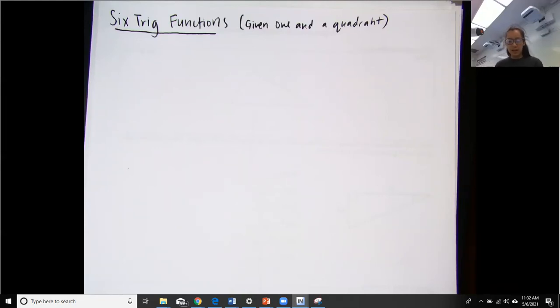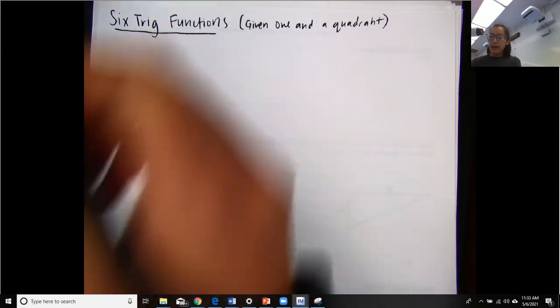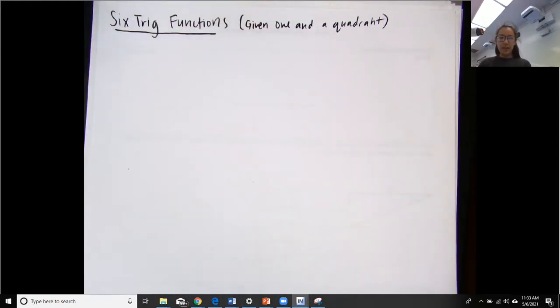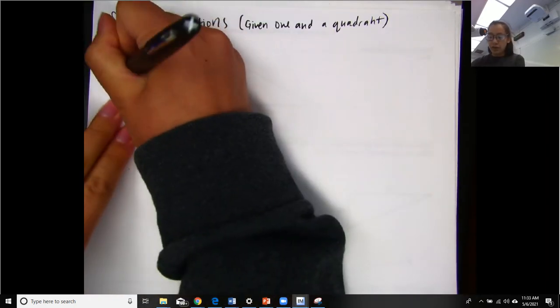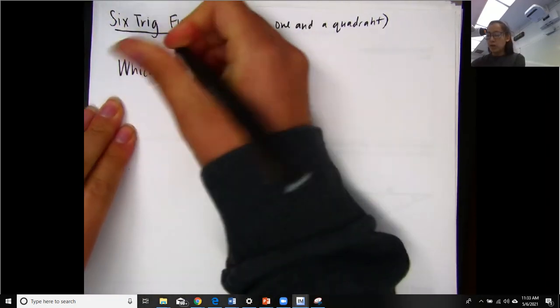We're going to go over a specific concept. Basically, we're going to be talking about signs of the 6 trig functions in each of the different quadrants. And then I will go over an example of how to find the values of the 6 trig functions given one of the values and the quadrant that it's in. Okay, basically, the question that I'm about to answer is which trig functions are positive in which quadrants?